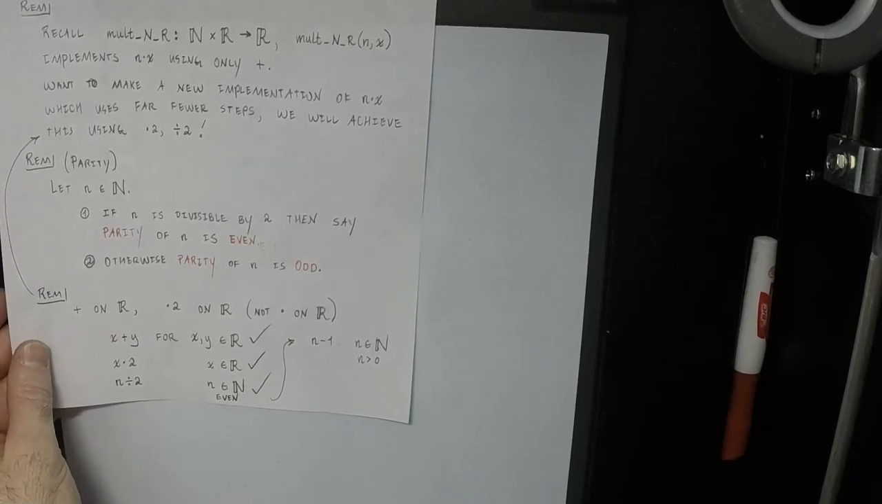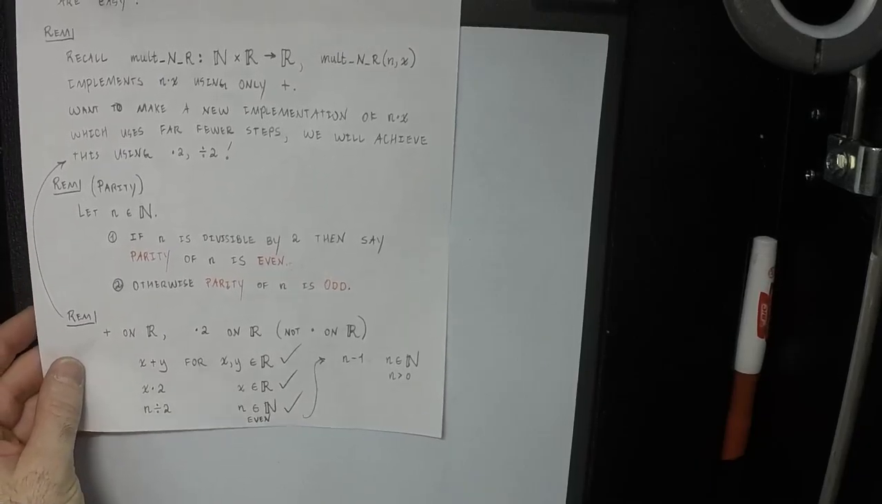And I claim that it's not too big of a deal to say that we have multiplication by 2, because after all, the computer is representing the numbers in base 2. If it was representing the numbers in base 3, then the thing that we could have cheaply is multiplication by 3. Okay.